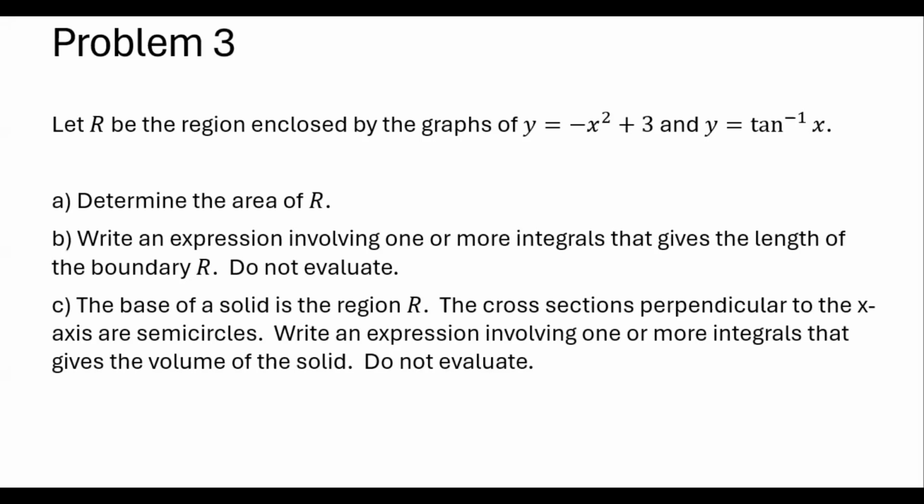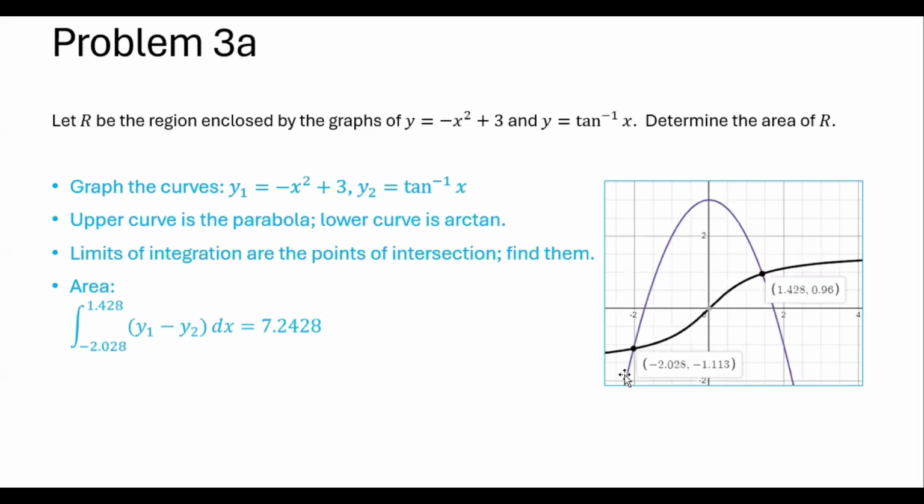Okay. So how do we get area between curves? If we take vertical slices, it's upper curve minus lower curve. So let's graph these on our calculator since we are allowed a calculator. This is the parabola, this is the arctangent, inverse tangent, okay? So this is the region up here, okay? So upper curve is the parabola, lower curve is the arctangent.